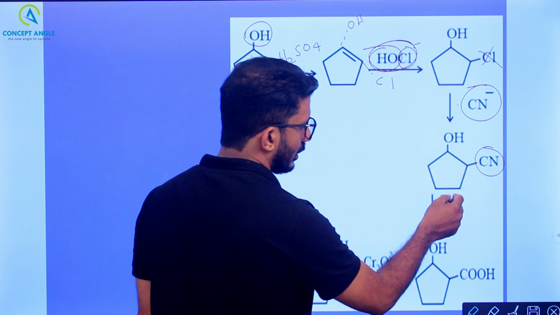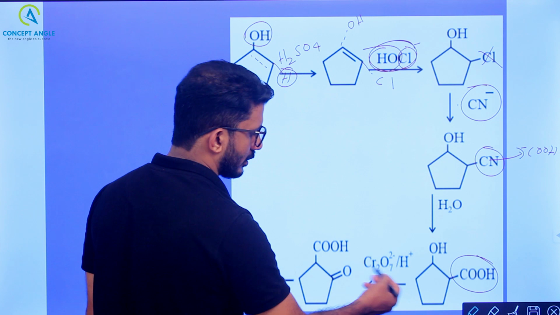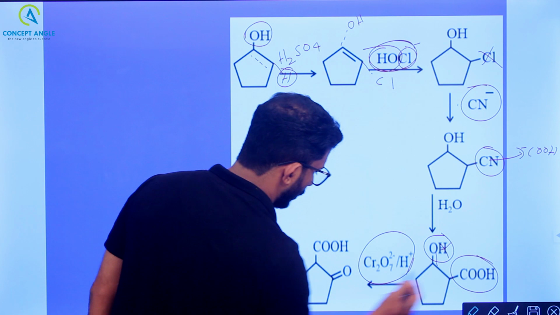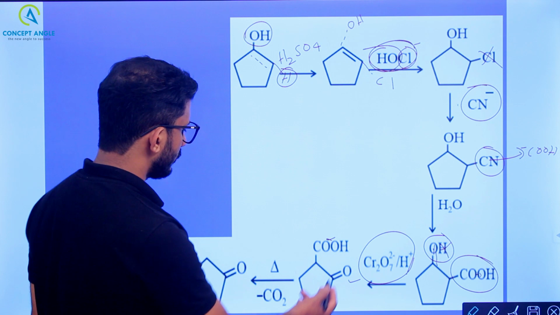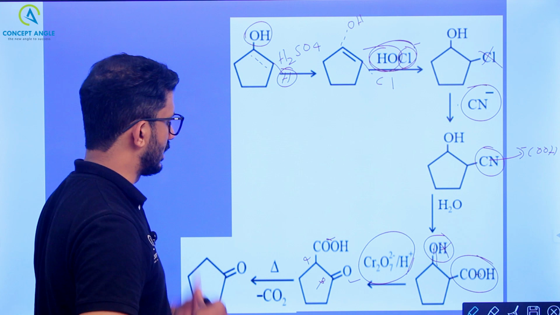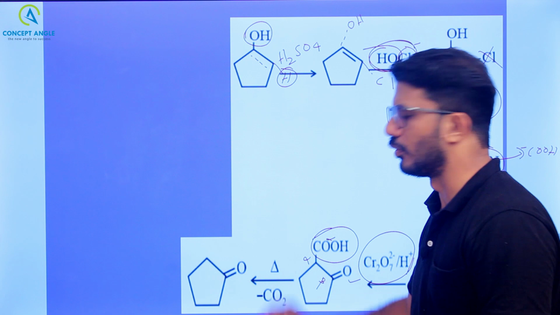This nitrile on hydrolysis will form a carboxylic acid, it forms the COOH group. That with potassium dichromate, an oxidizing agent, will oxidize this OH. The hydrogen will be removed, forming a double bond, that forms a ketone. So there is a double bond here and this COOH is here. So a keto carboxylic acid will form. This is the alpha position, this is the beta position. Beta keto carboxylic acid undergoes decarboxylation easily, on just heating. Here carbon dioxide is eliminated to form cyclopentanone. To form cyclopentanone, that is the answer.